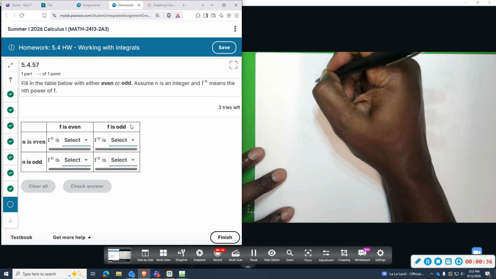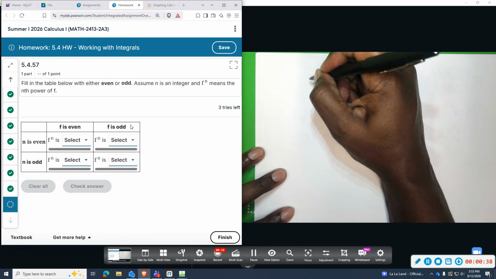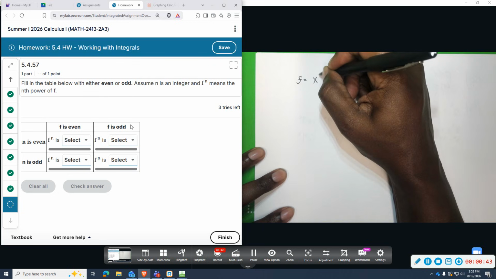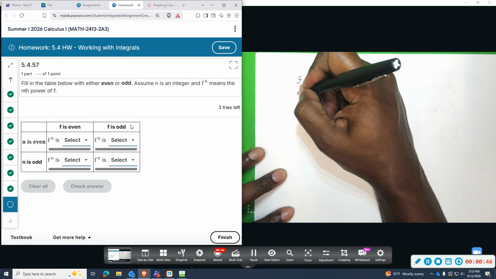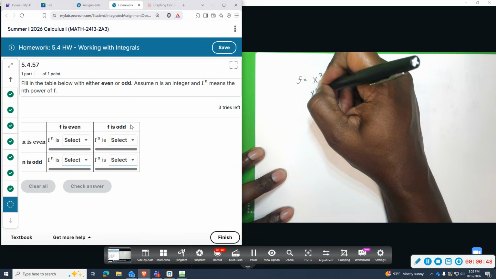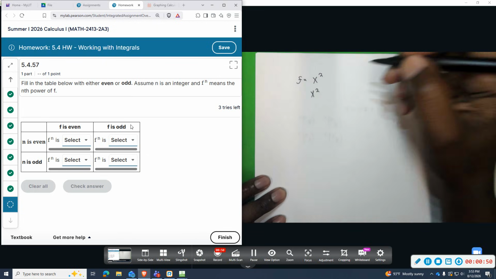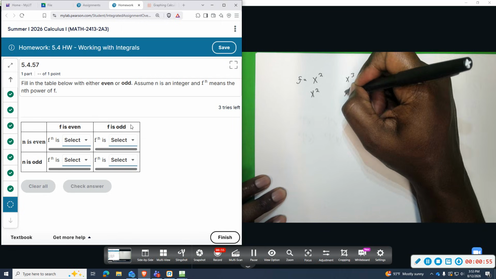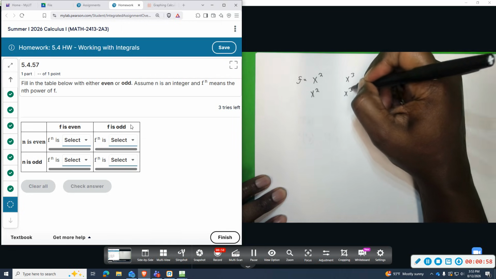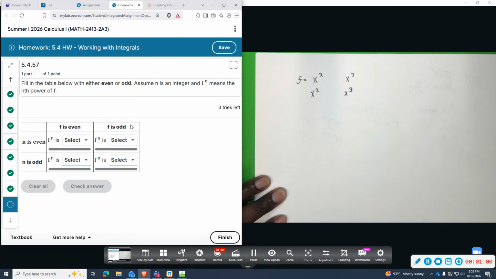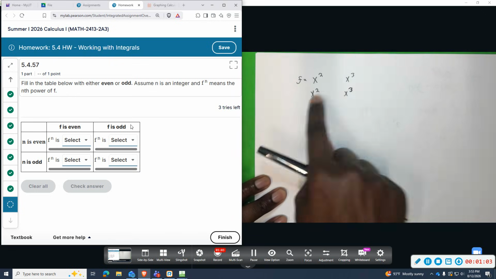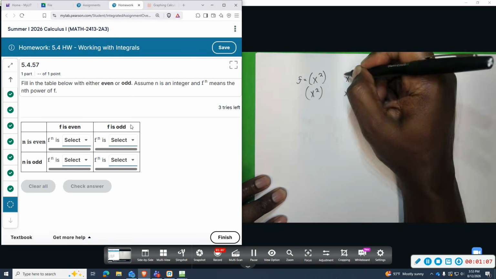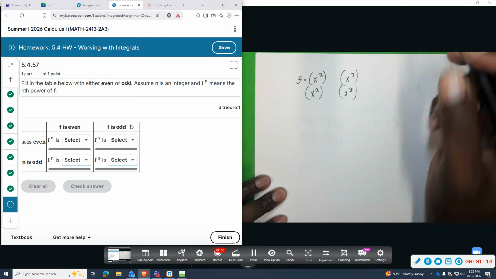So let's just say x squared. So f is even is going to be x squared. We'll have two of those. And then we'll have f is odd. So we'll say x to the third. And we'll have that twice. Okay. So with that being the case, these are my different f's. And we're going to raise those to even and odd powers and see what happens.